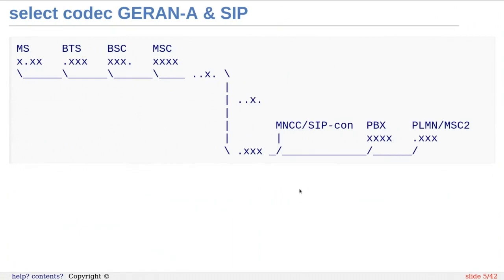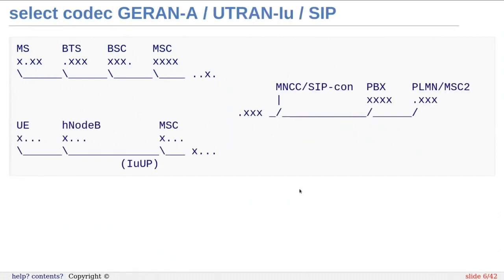And then we also have 3G, where we have IuUP in the RTP payload. There usually, well, we do IuUP, period. But then, how do we consolidate all of this? So let's first look at what we want. What do we want to happen?